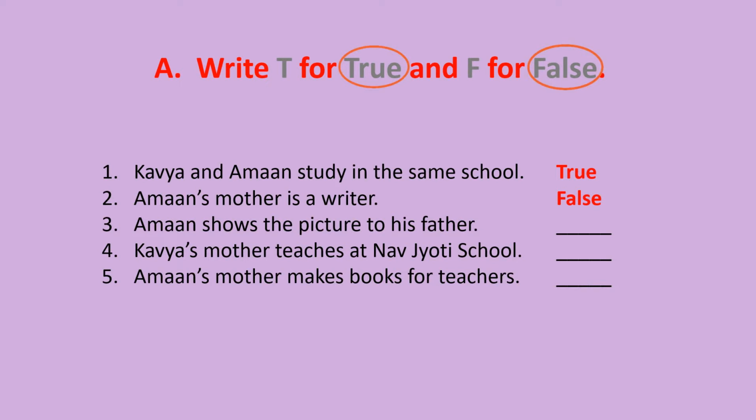Aman shows the picture to his father. Yes, that is true. Kavya's mother teaches at Navjyoti school. Yes or no? No, false. Now, Aman's mother makes books for teachers. Again, false. Okay, so I've done all the true and false with you.